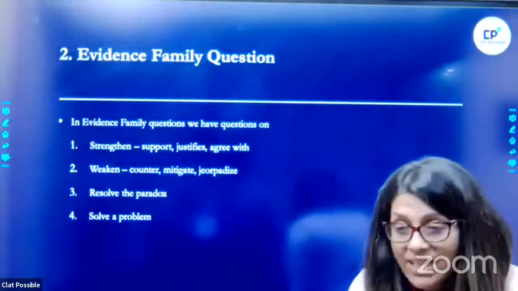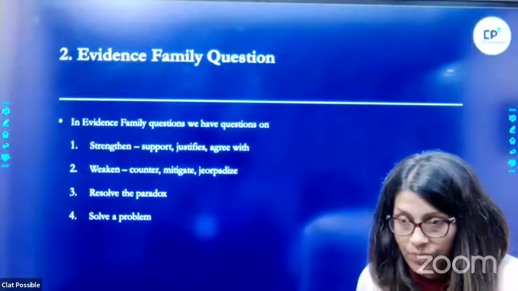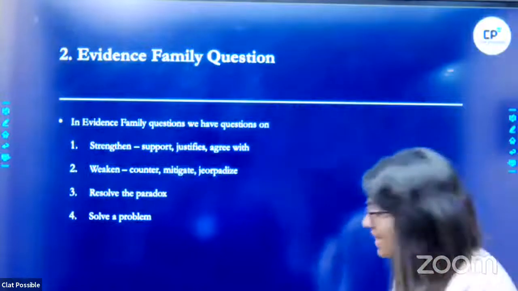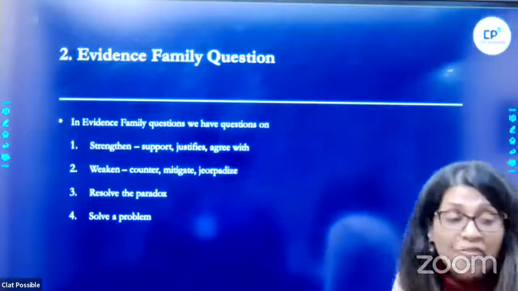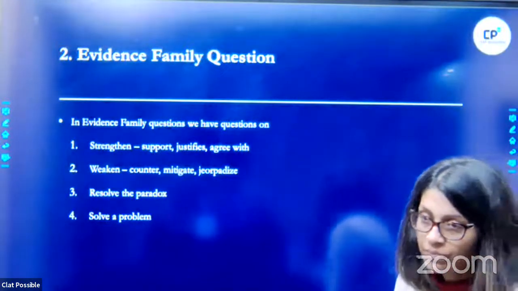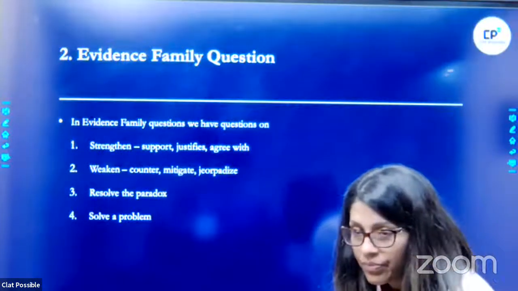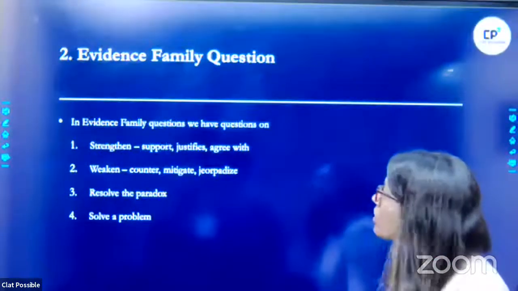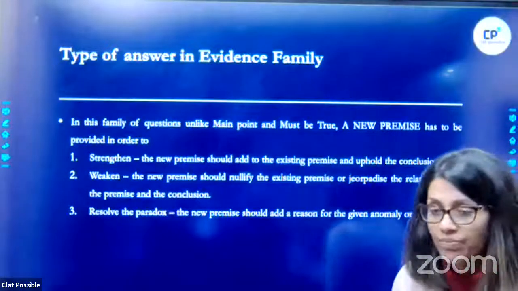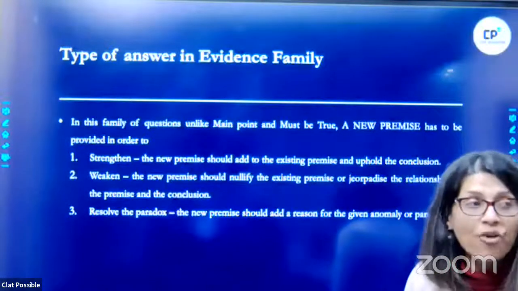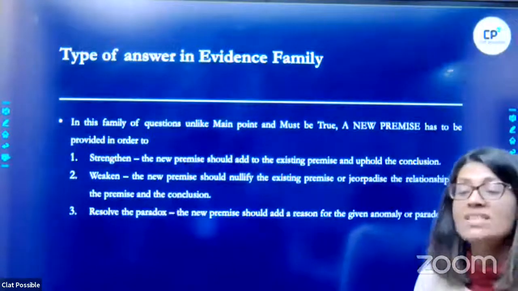Now, solve a problem is not asked as a question. You are given a problem and you have to give the best possible solution. Right? This is evidence family. It is significantly different from main point. The answer for the mass question was D. Now, in evidence family questions, why is it different from main point? In main point, we only focus on the given conclusion, we identify it, we summarize it.